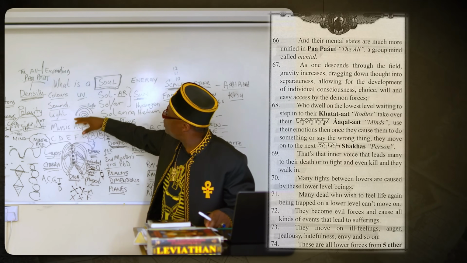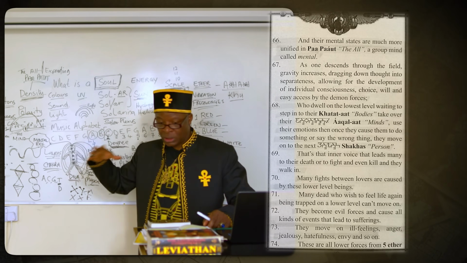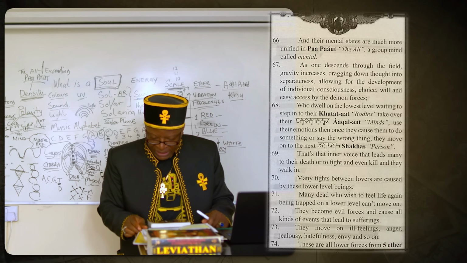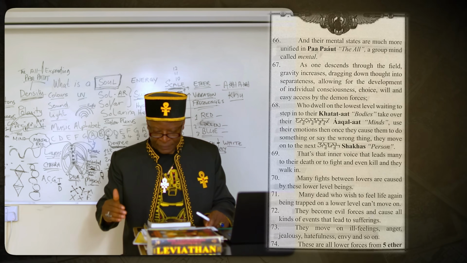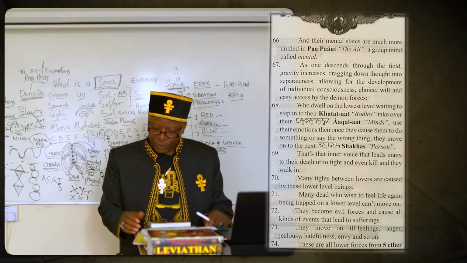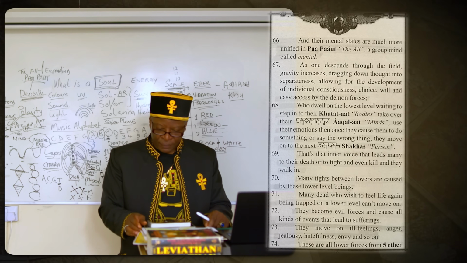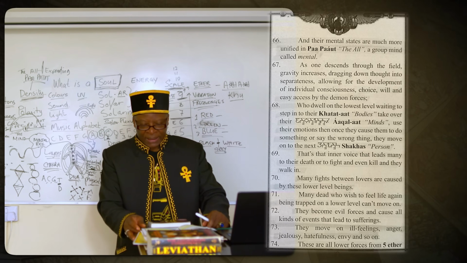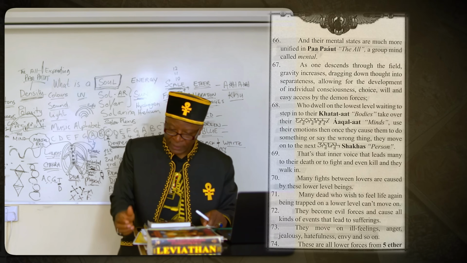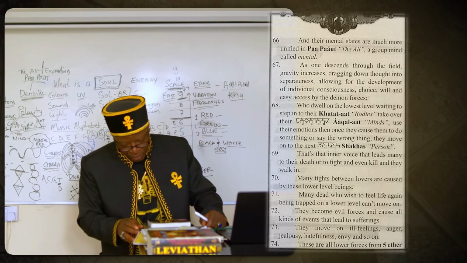It's more of, when you're dealing with the all, as we say, that's a group mind, called mental. So when you're dealing with the mental reservoir, those are people that are vibrating on the higher frequencies of the mind. As one descends through the field, gravity increases, dragging down thought into separateness, allowing for the development of individual consciousness. So this is where you start to be me, myself, and I, or choice, will, and easy access by demon forces. Because once you've separated from the unified group mind, you're now easily influenced by forces of lower vibrations like demon forces.